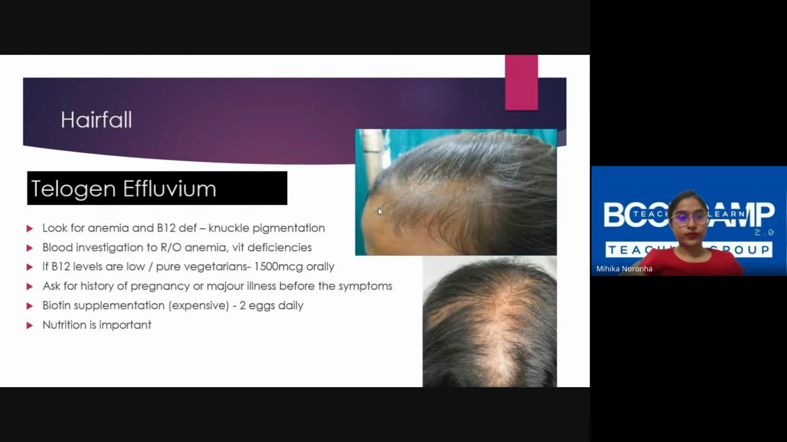So next would be hair fall. You're going to get a lot of patients with hair fall. So what is telogen effluvium? It's one type of hair fall where there is rapid hair loss after they have had an infection or any severe stress or change in their body. So this is basically thinning around the top of their head.